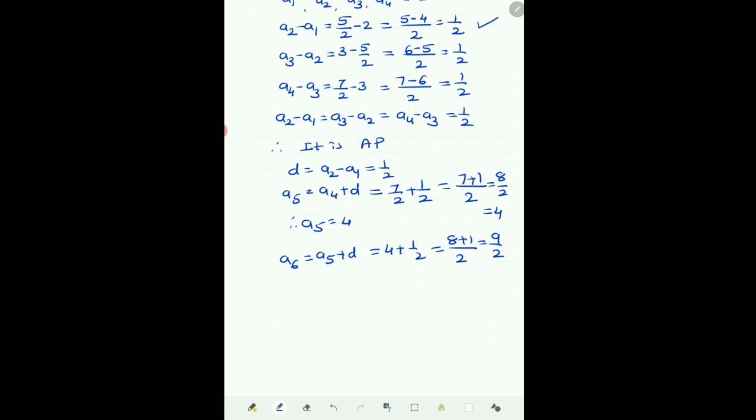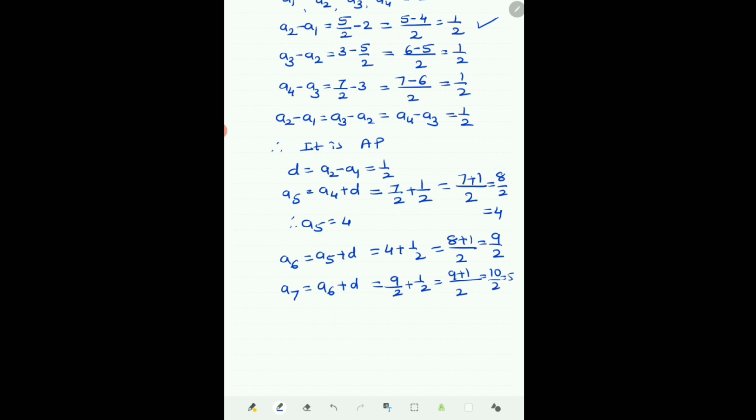Next, A7. A7 means A6 plus D. That is, A6 is how much? 9 by 2. 9 by 2 plus 1 by 2, that is 9 plus 1 here, that is 10 by 2 is equals to 5.